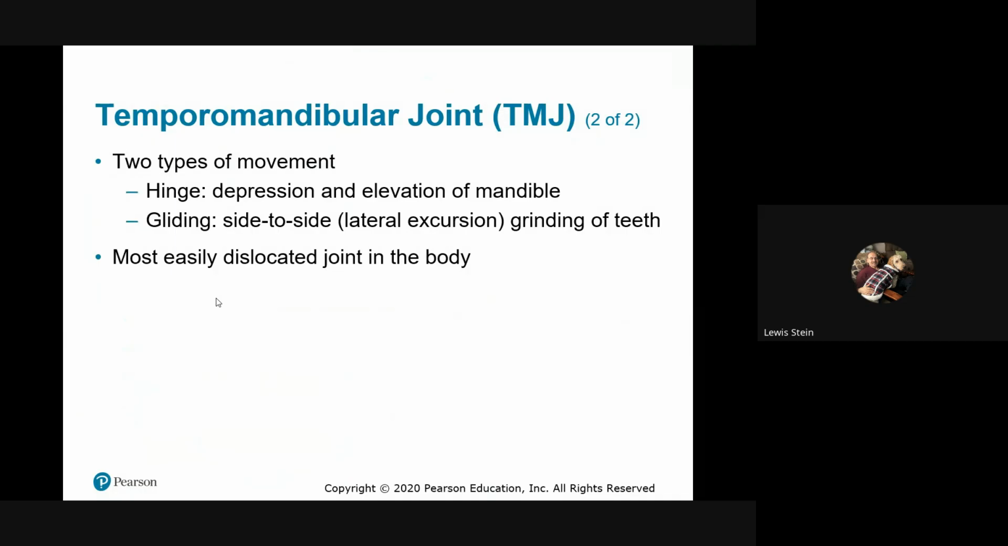The problem is, it's a hinge for depression and elevation, and it moves side to side, so it's a lot more elaborate than that. So you can move forward and backward. The most easily dislocated joint in the body, not your shoulder, and the acromioclavicular joint is an oddball. It really doesn't classify as a class. It's really not a synovial joint, so it's probably not in this discussion. Again, it's more of a gliding and sliding.